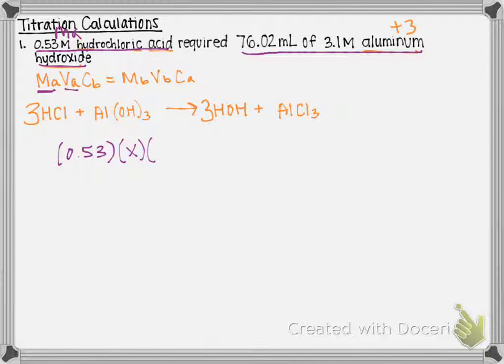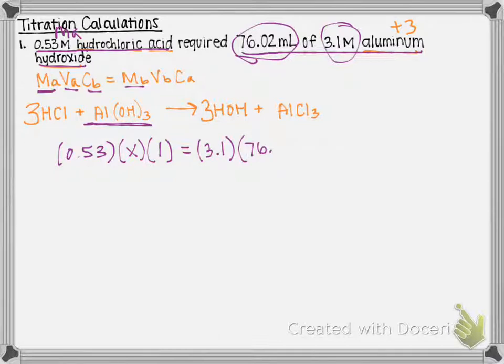And next part is coefficient of the base. Your base is Al(OH)3. The coefficient, you just have one of them, because you don't have a number in front. So it equals molarity of the base, which is 3.1 molar, volume of the base, which is 76.02, and coefficient of the acid from your equation, 3HCl, so 3 is your coefficient.